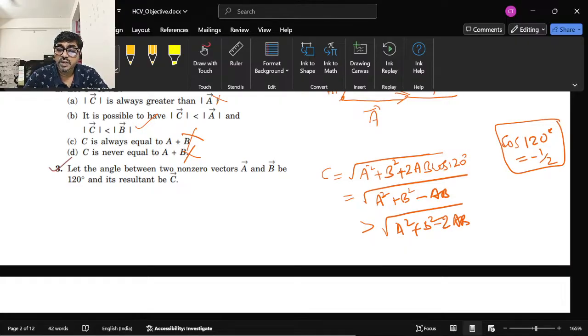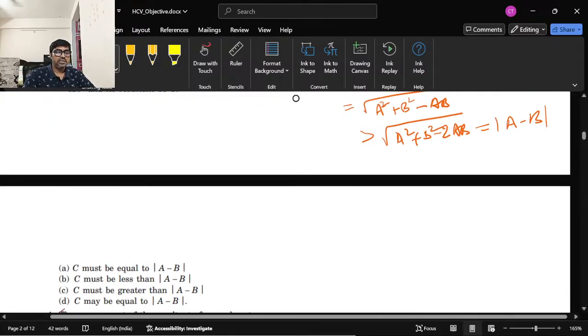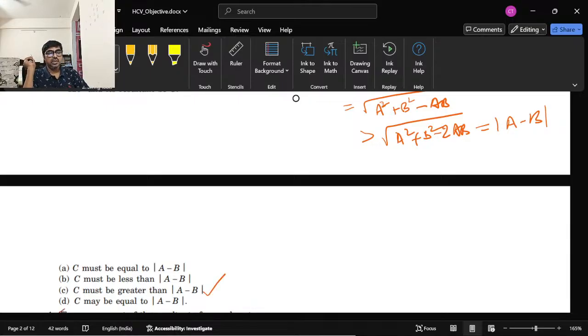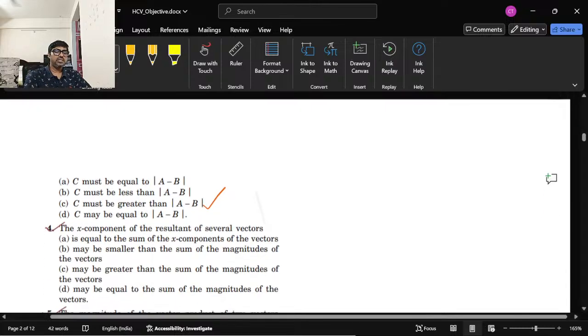Why did I write like that? Because I can write this as mod of A minus B, A minus B whole square, no? So C is greater than mod of A minus B. C must be greater than mod of A minus B. So answer is C.